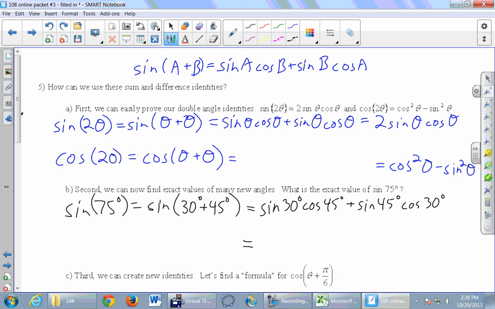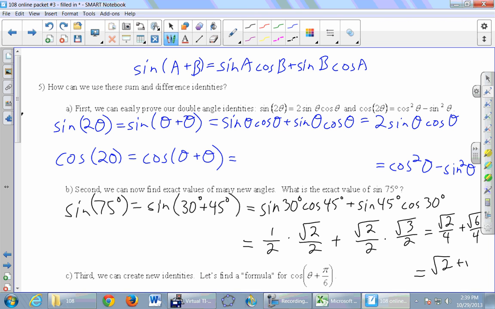But all four of these are known. They're all on the unit circle, right? So sine 30, that's half. Cosine of 45, root 2 over 2. Sine of 45, also root 2 over 2. Cosine of 30, root 3 over 2. Mushing the multiplication together, we get root 2 over 4 plus root 6 over 4. We can multiply those two radicals together inside, and then we'll just combine fractions. And there we have it. Sine of 75 degrees is exactly root 2 plus root 6 over 4.